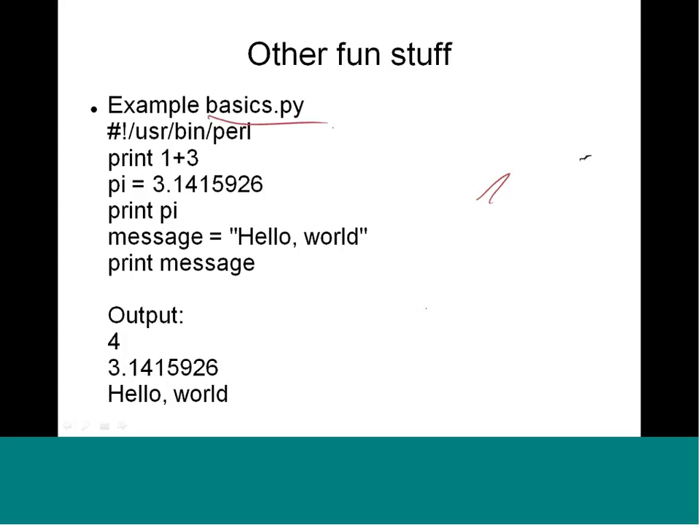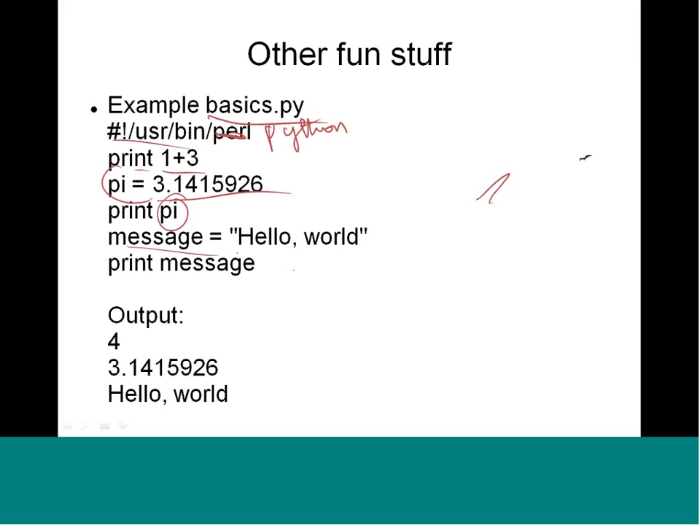So here we have another example, the basics.py. We specify the header, actually this should be #!/usr/bin/python. Then we say print 1 + 3. Then we say something like pi is 3.1415926.